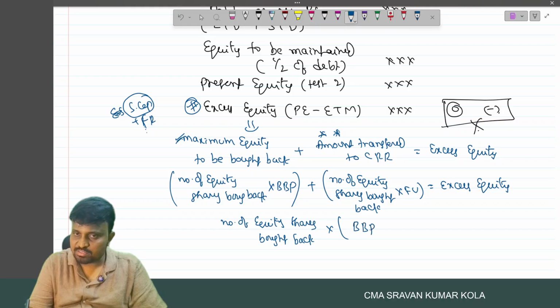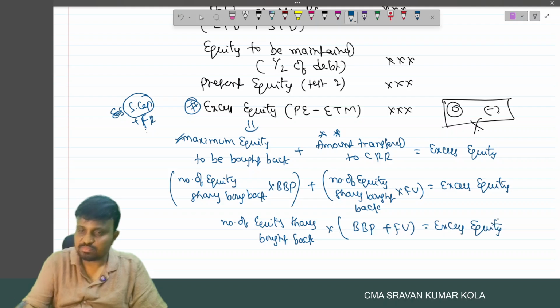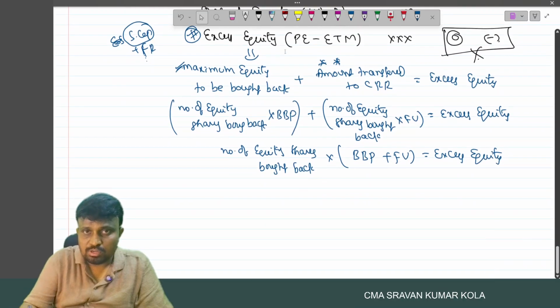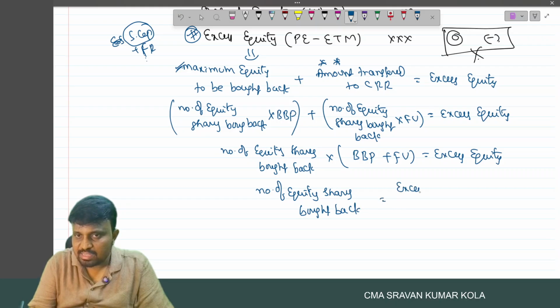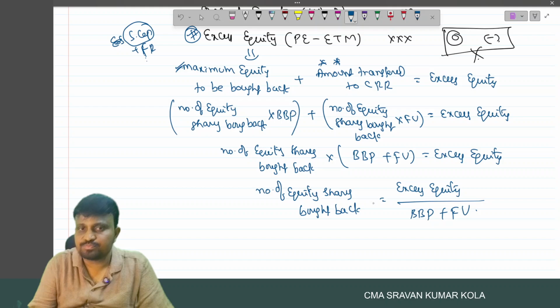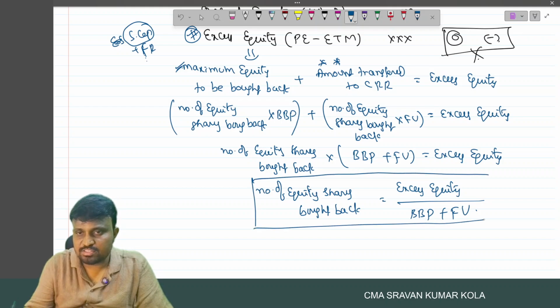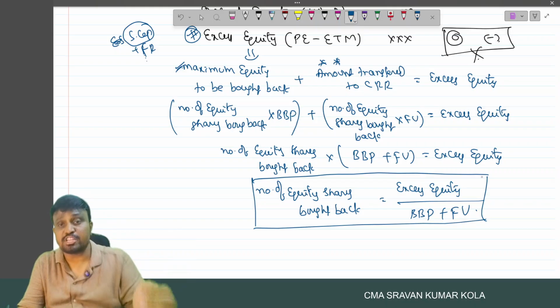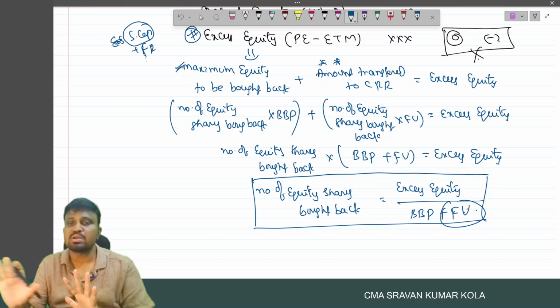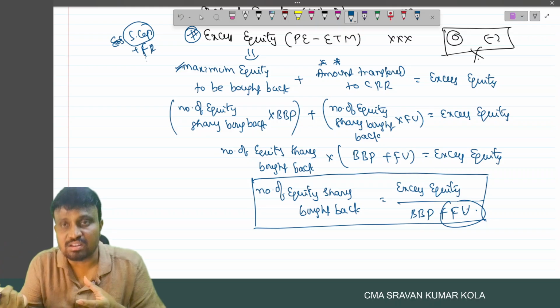So number of equity shares bought back into buyback price plus face value is equal to excess equity. So number of equity shares bought back is equal to excess equity by buyback price plus face value. If the buyback is made out of proceeds from fresh issue of shares, then this face value is not required. Only buyback price is enough, because there is no need to transfer to CRR.